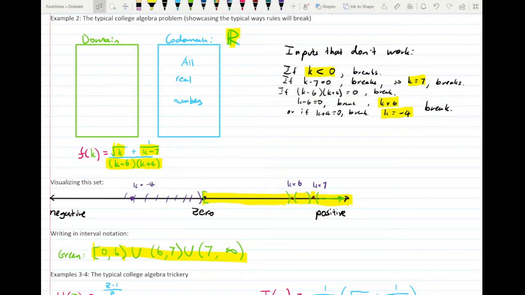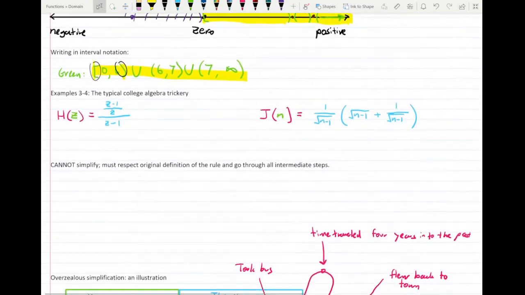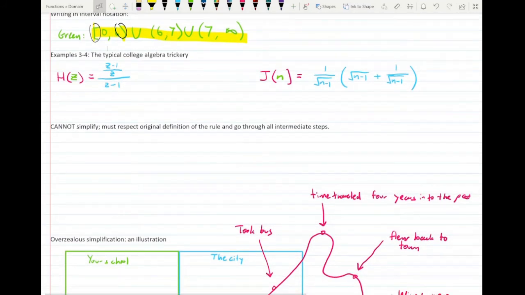Alright, so that's the two common things you'll need to handle with domain: square roots and division by 0. And one of the common pitfalls, which is the bracket versus parentheses. The second common pitfall that I see with these problems is overzealous simplification. And what do I mean by that? Well, take a look at these two examples.